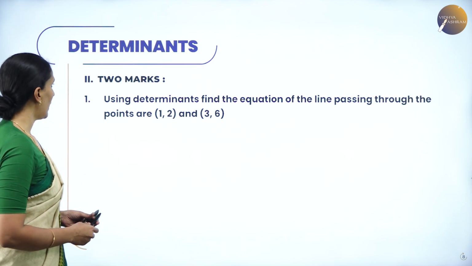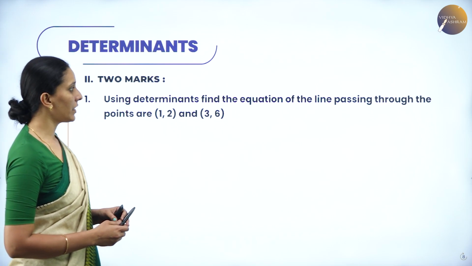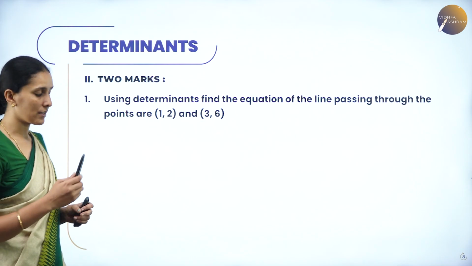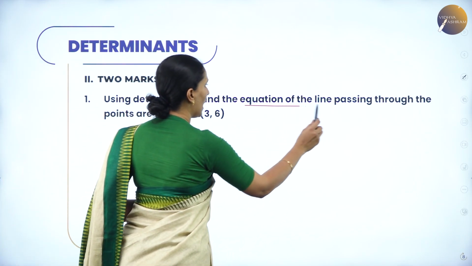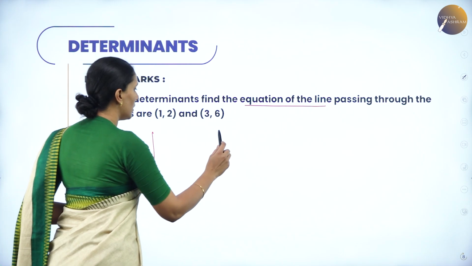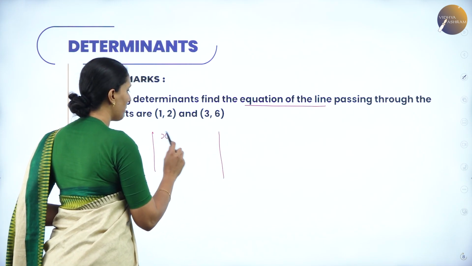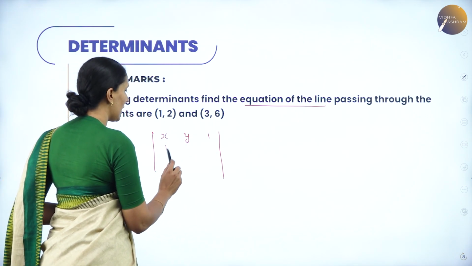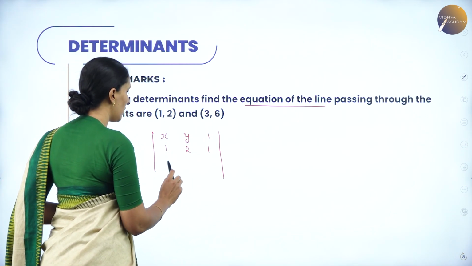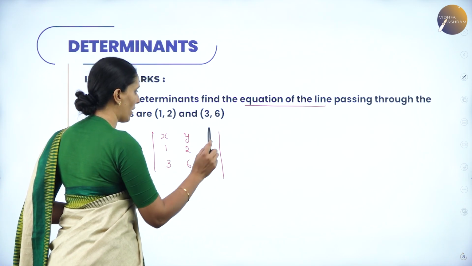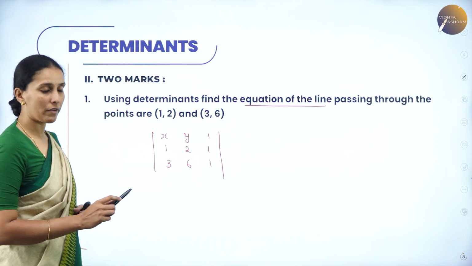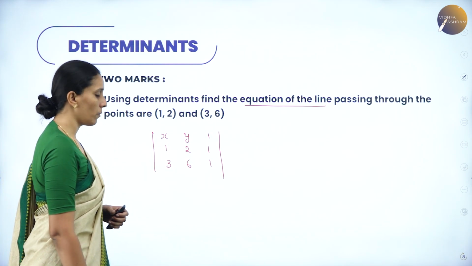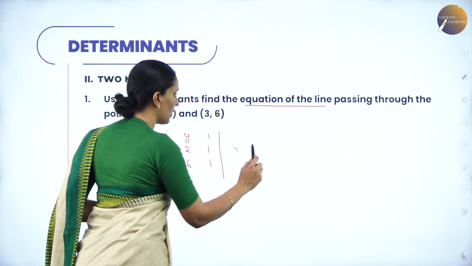Next type of question under 2 marks. Using determinants, find the equation of the line passing through the points 1, 2 and 3, 6. To find the equation of the line, we will use the determinant. The first row is x, y, 1. The second row is 1, 2, 1. The third row is 3, 6, 1. The last column is 1, 1, 1, and the rest are x, y, 1, 2, 3, 6. That is equal to 0.